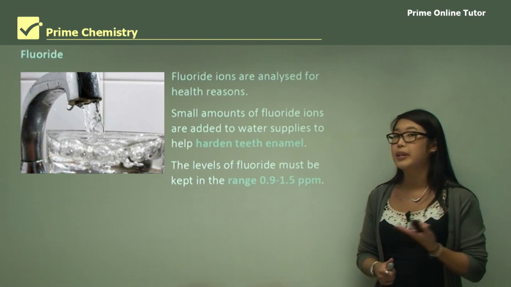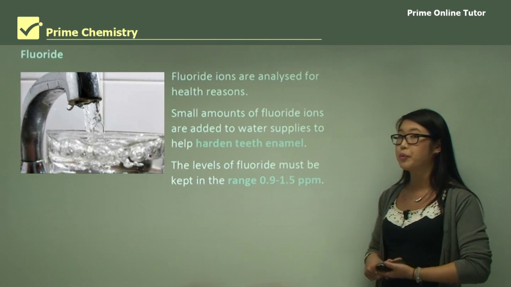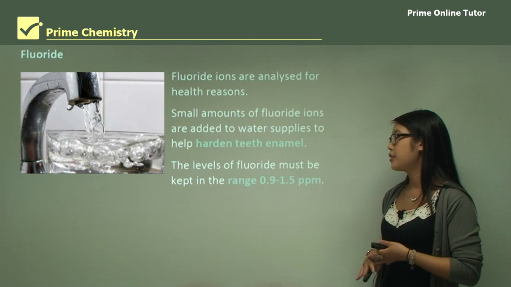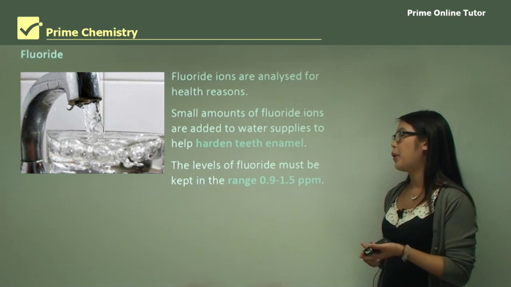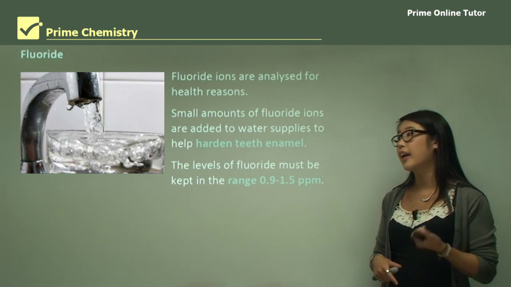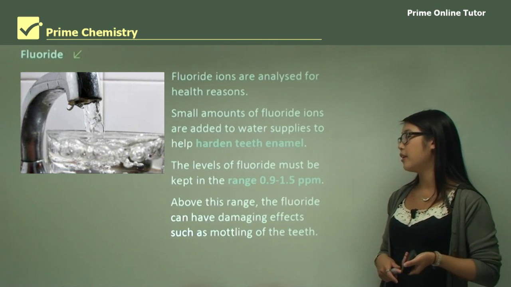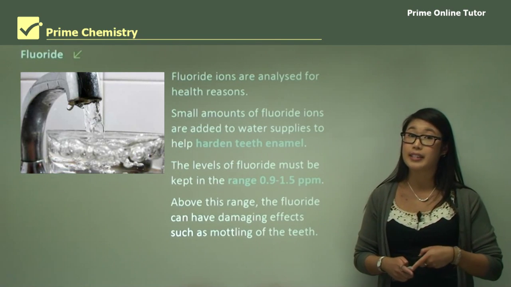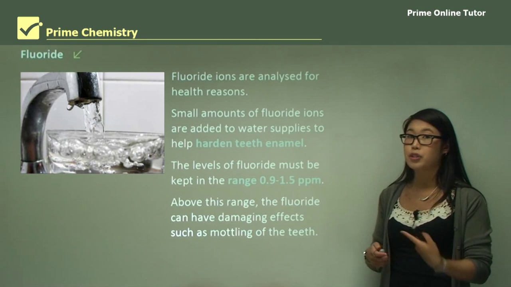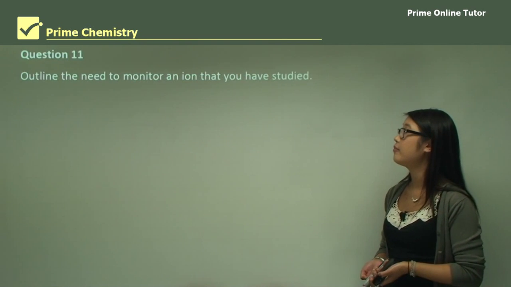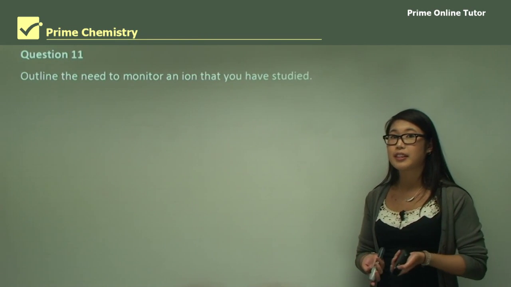But the thing is that we need to make sure that the levels of fluoride in the water are kept in a tight range, so between 0.9 and 1.5 parts per million. If it's over 1.5 parts per million, then it can have damaging effects to our teeth, and this can include the mottling of the teeth. So now for some questions.